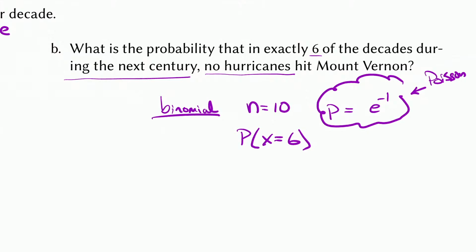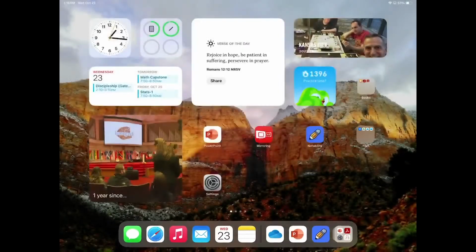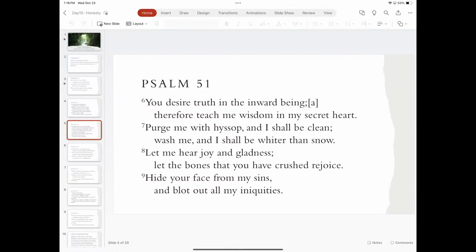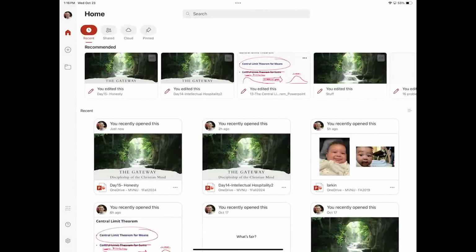Okay, let me see. So I need to change gears, figure out what we're doing today. Okay, I don't want to do that. PowerPoint, probably. Yeah, there's Psalm 51. It's good. You can read it later. Well, good. Maybe I'll bring it on Friday.